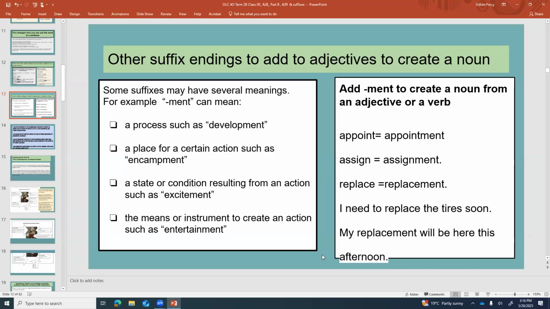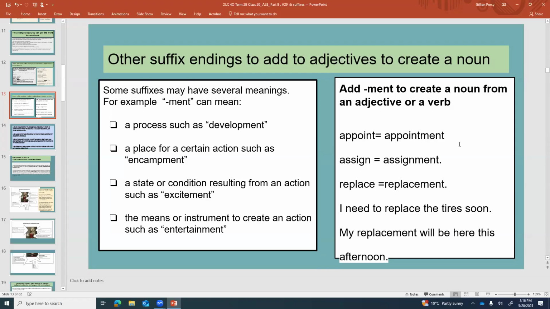So the idea of ment, M-E-N-T, could mean a process like development. It could be a place where a certain action happens, like encampment. It can be a state or condition, like we've been talking about, resulting from an action like excitement. It can also be the means or instrument to create an action, such as entertainment.